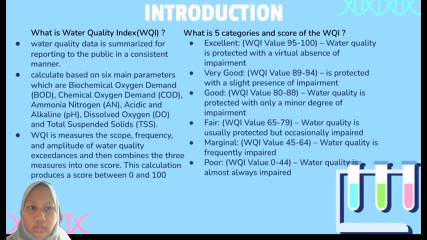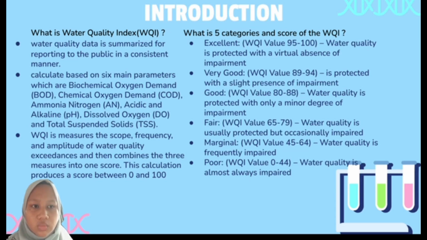What is Water Quality Index? Water quality data is summarized for reporting to the public in a consistent manner. It is calculated based on 6 parameters. Number 1 is biochemical oxygen demand, chemical oxygen demand, ammonia nitrogen, acidic and alkaline, which is pH, and dissolved oxygen, and lastly is total suspended solid.